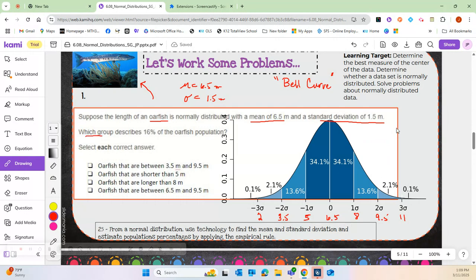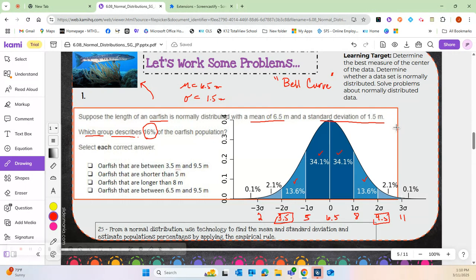It says, which group describes 16%? So that means you're going to be looking for these percents of the oarfish of the population. Select each correct answer. So this is a multi-select. We could have more than one answer. If we go to the oarfish between 3.5 meters and 9.5 meters, that would be between here and here. That would include this area, this area, this area, and this area. If we add all those up, that's going to be a lot more than 16%. So it's not the first one.